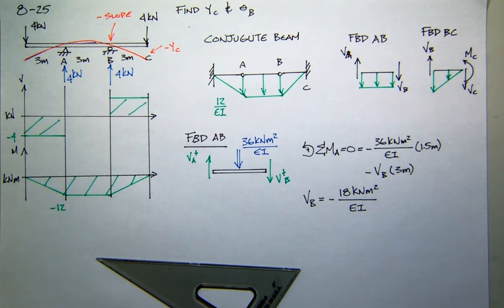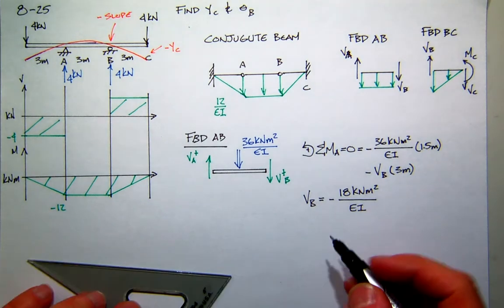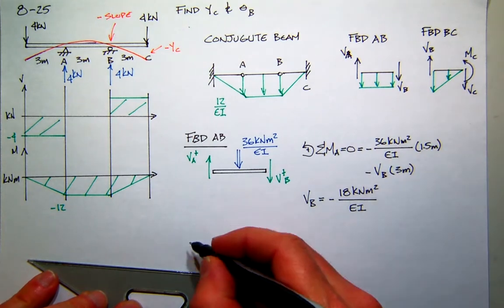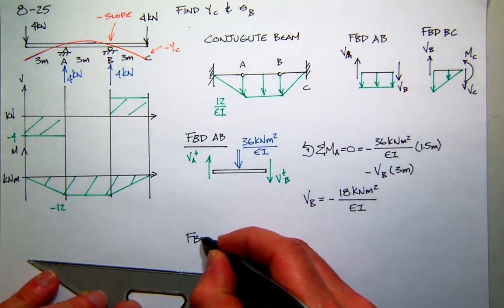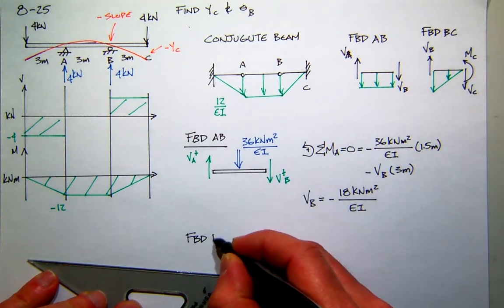Did this problem give you values for E and I? No. So that's it. It'll just be negative 18 kilonewton meters squared divided by EI. Is that the answer in the back of the book? That's the slope, yes. Okay. So now we can transfer that on to the free body diagram from B to C.